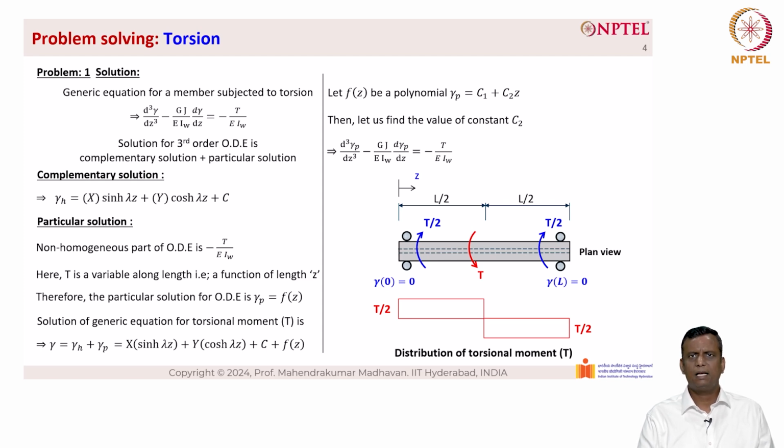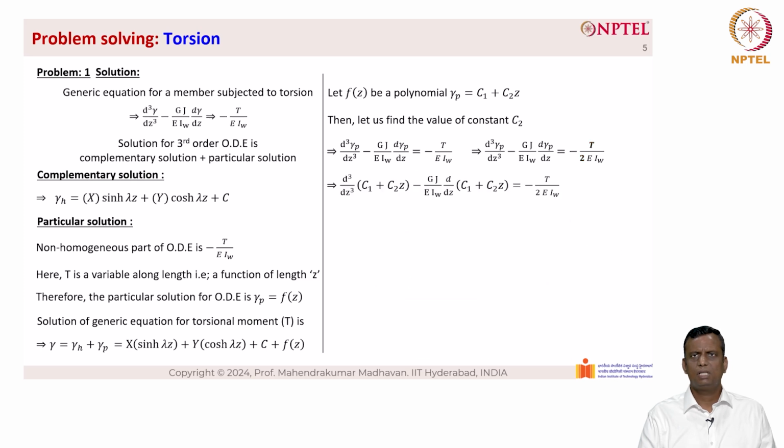So the T here has to be T by 2, so this equation can be represented as d cube gamma sub p divided by dz cube minus GJ divided by EIw into d gamma sub p divided by dz is equal to minus T divided by 2 into EIw. So let's now substitute gamma sub p equal to c1 plus c2 into z. So we have d cube by dz cube into c1 plus c2 into z minus GJ divided by EIw into d by dz of c1 plus c2 into z is equal to minus T divided by 2 into EIw.